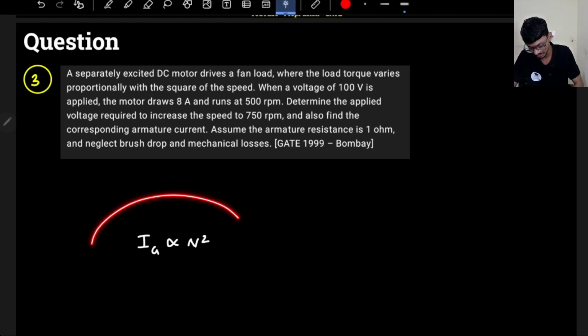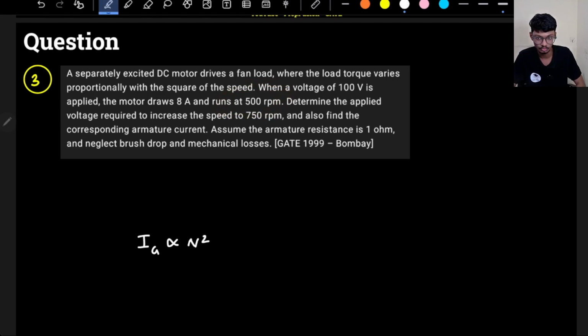Okay, this is one relationship that I know. When a voltage of 100 volt is applied to the motor, it draws 8 amperes of current and runs at 500 rpm. So you always write down the data. DC machine questions will be very big. You just have to write down the data. So when my terminal voltage V is 100 volts, my motor in case 1 draws a current IA1 of 8 ampere, and my speed in case 1 is 500 revolutions per minute.